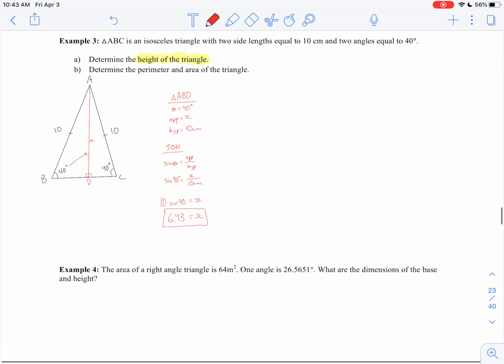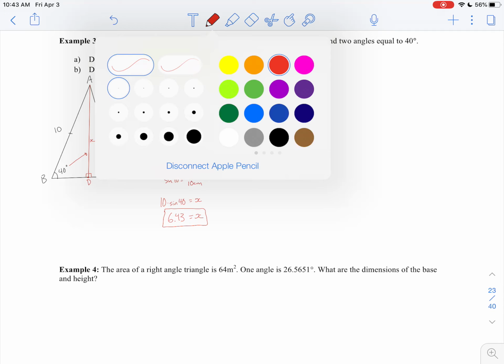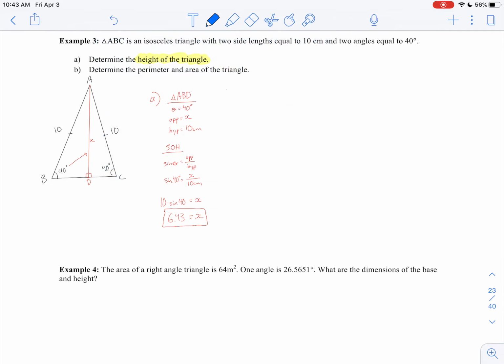Question A. So then let's take a look at question B. Determine the perimeter of this triangle. Perimeter.